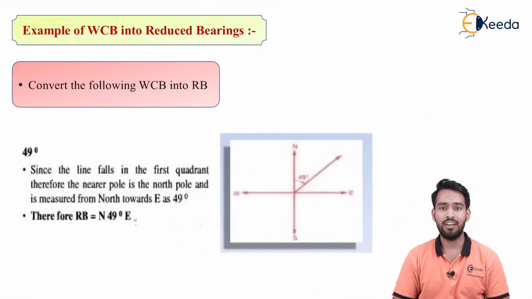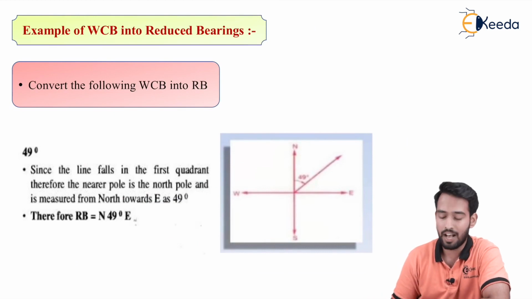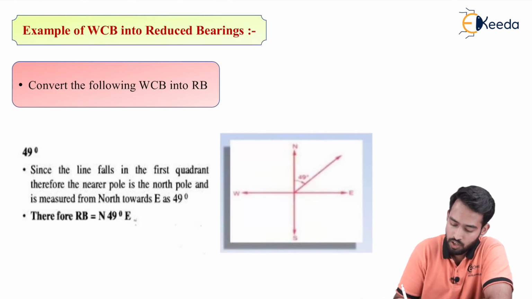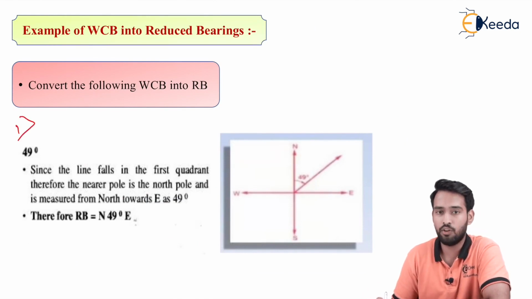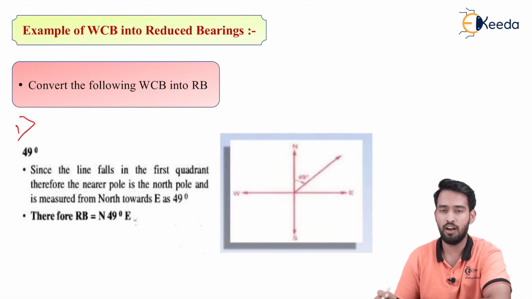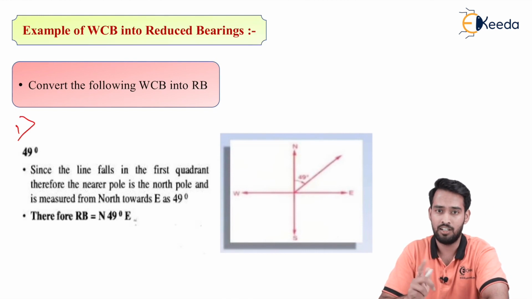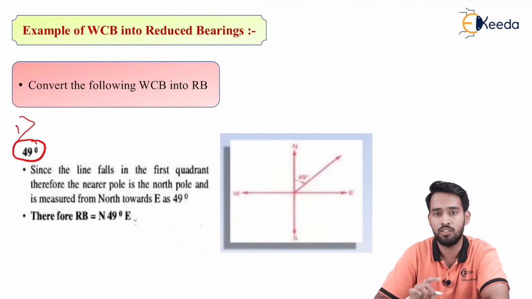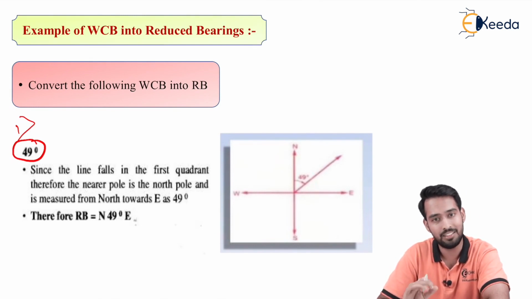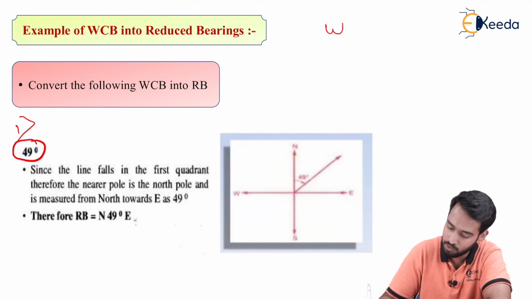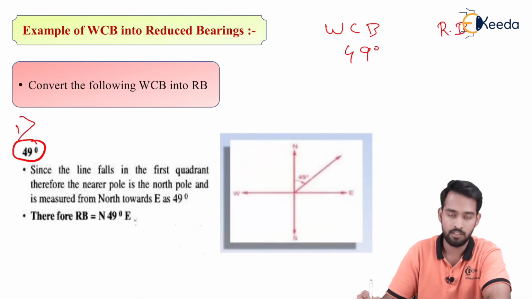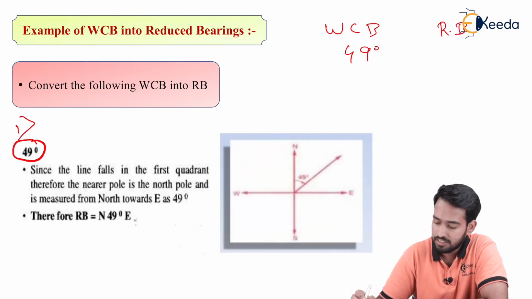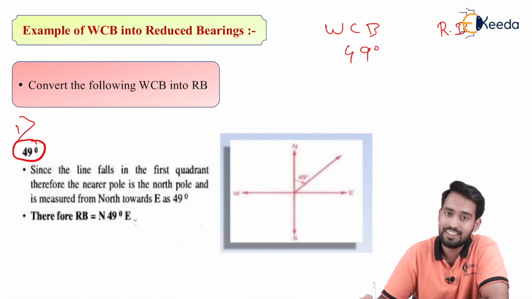Now we'll see the examples of converting WCB to RB. Moving on to the first example, we are given 49 degree and we have to convert this 49 degree to RB. Now how will you identify whether it is a WCB or RB? Whenever an angle is written alone without any quadrant, it means it is WCB only. So now we have to convert our WCB 49 degree to RB.